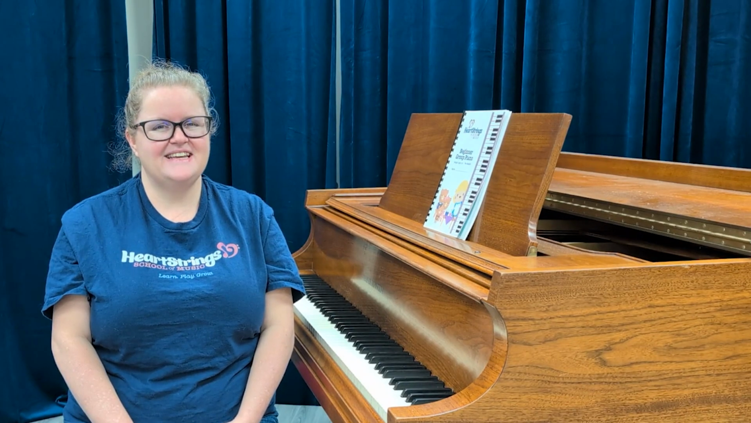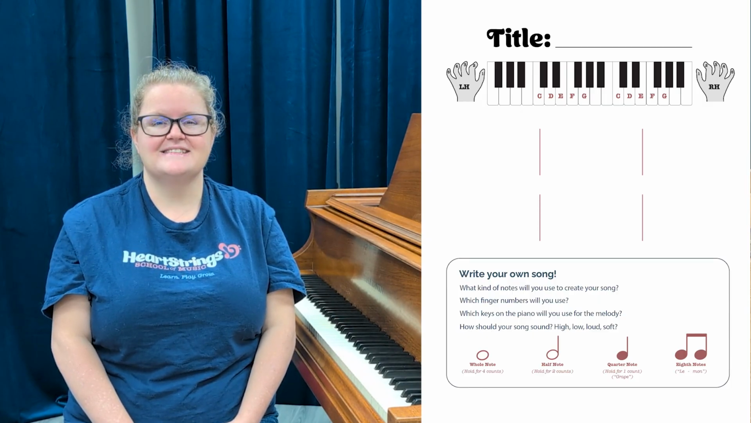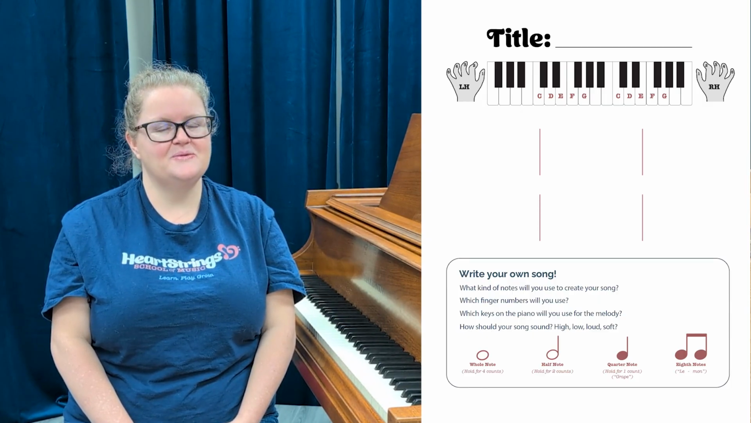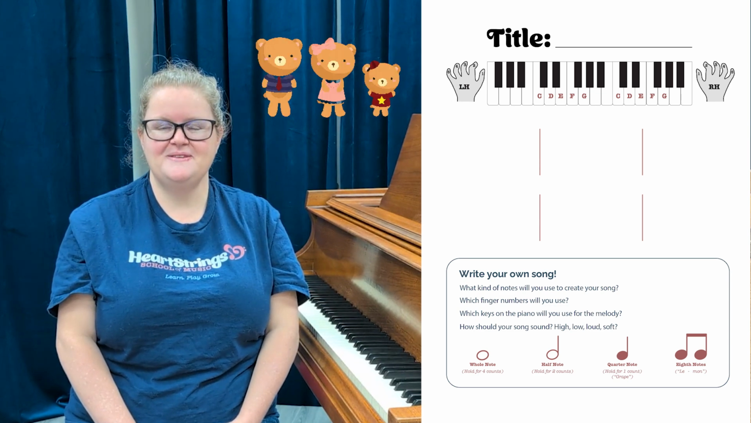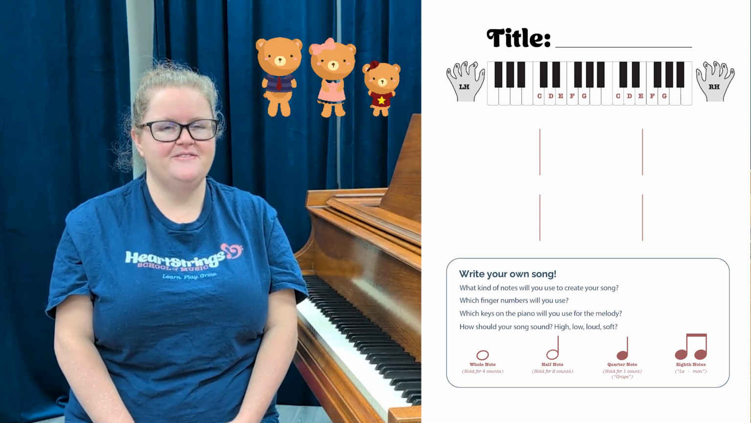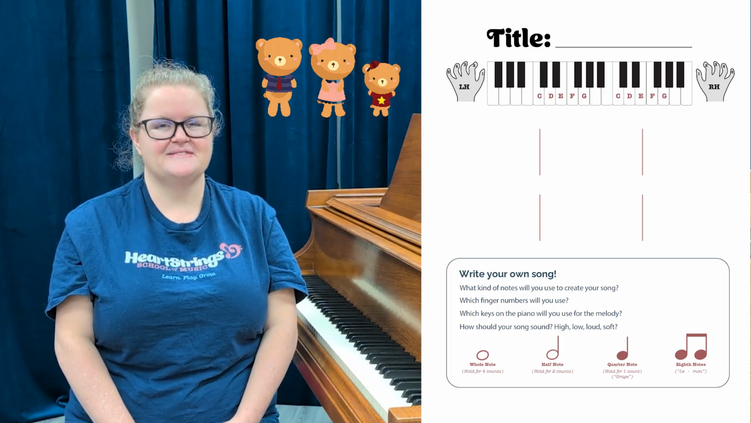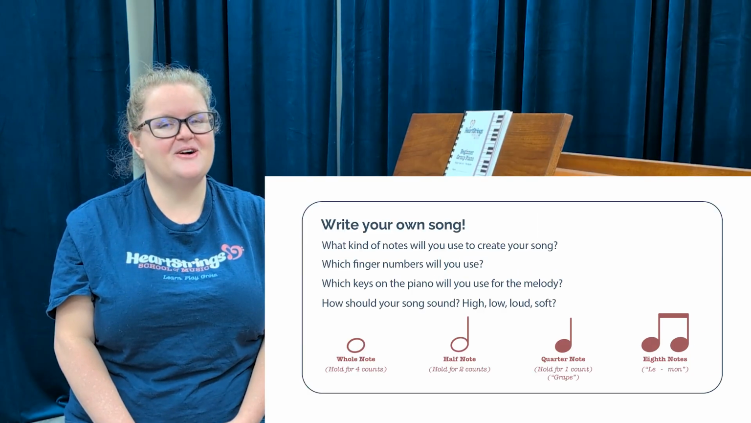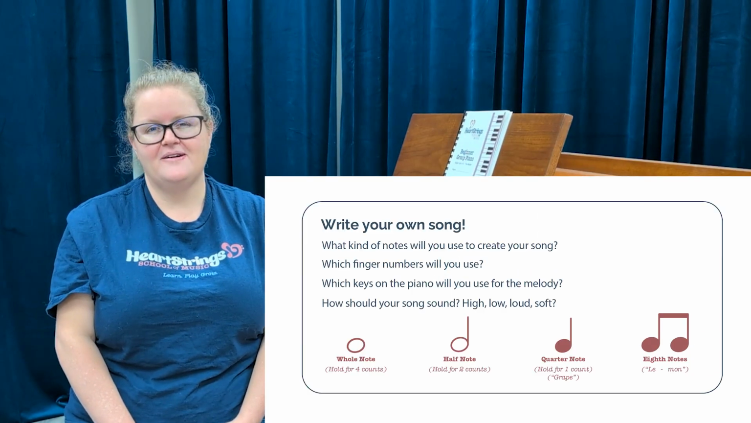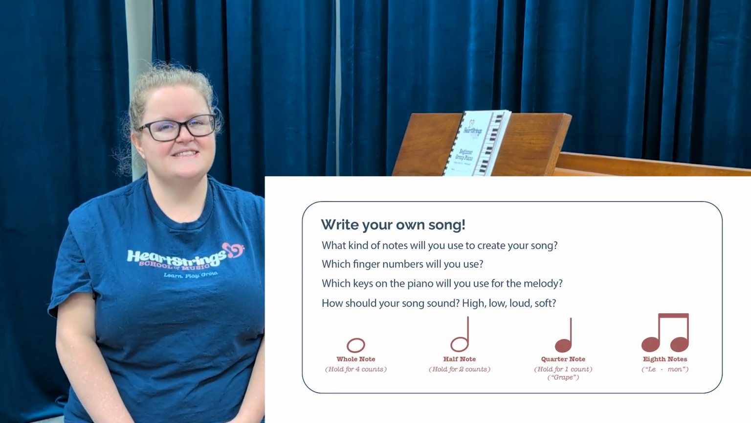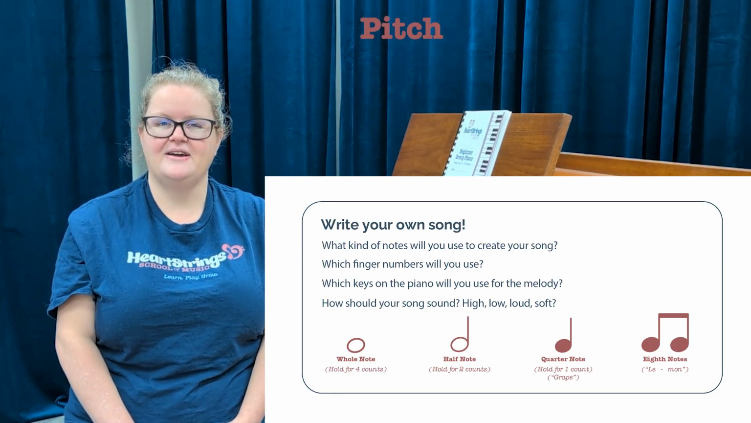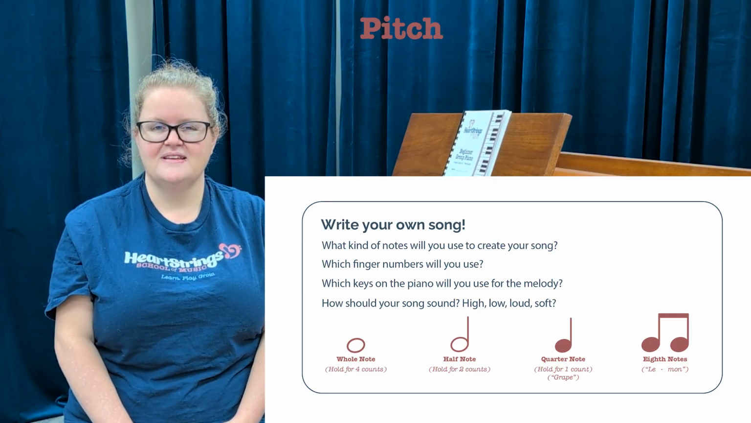Our last activity in the Goldilocks workbook asks students to write their own piece of music. Students will write their own piece of music about one of the 3 bears in the story. When writing your own piece of music, think about all the things that we've talked about in our classes together. You can consider pitch, how high or low the song will be.